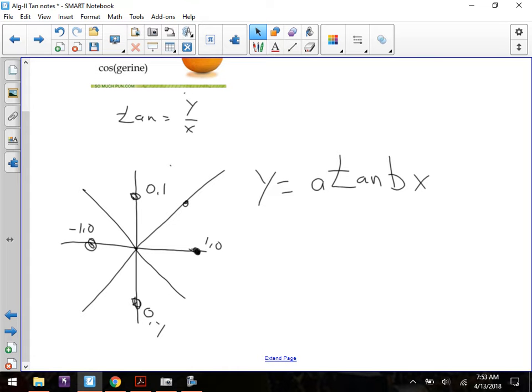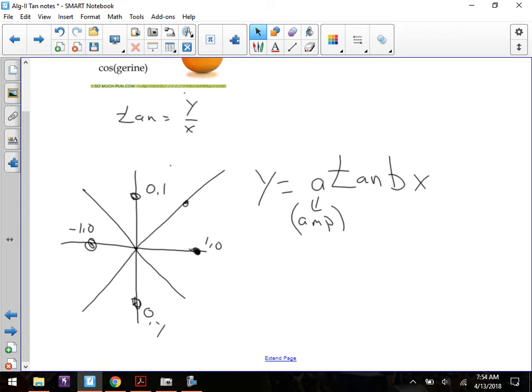So what happens with tangent graphs, it changes up a little bit different. Tangents, this a value still works as what we call, it's not technically an amplitude, we're going to call it amplitude-ish, if you will. Have I ever used the term points of inflection with you guys before? It's where something changes direction. So that's kind of what happens here at the A value. It's a point of inflection.